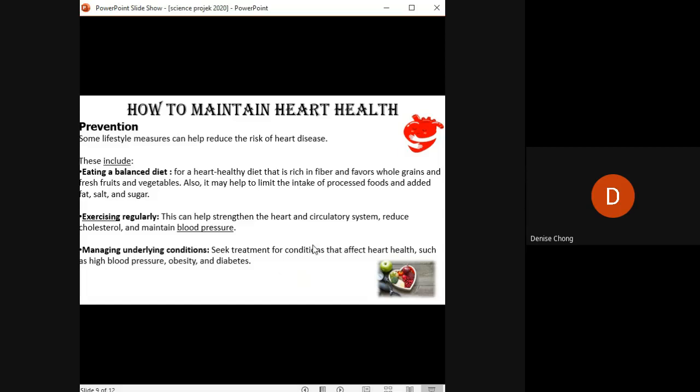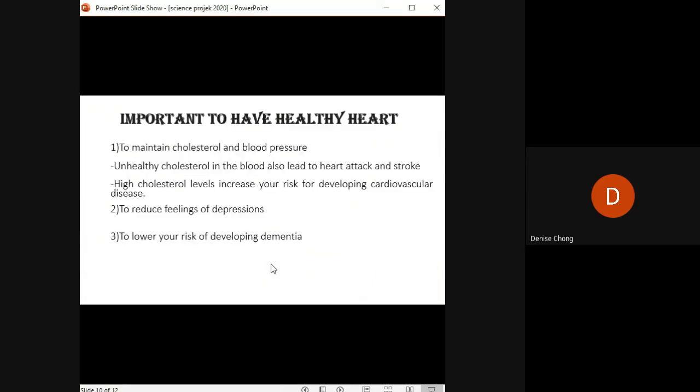Exercising regularly can help strengthen the heart and circulatory system, reduce cholesterol, and maintain blood pressure. Managing underlying conditions. Seek treatment for conditions that affect heart health, such as high blood pressure, obesity, and diabetes.